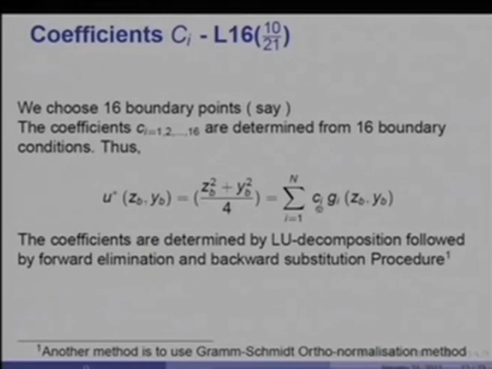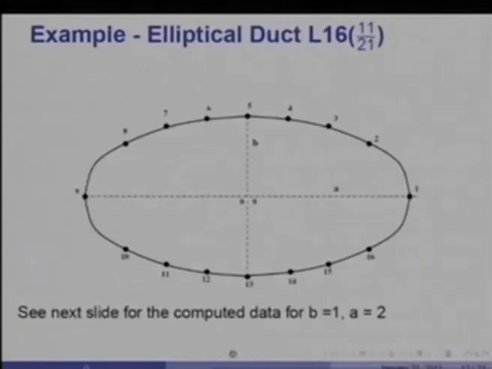One way in which this can be done is by the method of LU decomposition. This is a matrix solution method followed by forward elimination and backward substitution procedure, which you must have studied in your numerical analysis course. Another method for this type of equation set is what is called Gram-Schmidt orthonormalization. I will be following the LU decomposition procedure. All the results that I will show are with the LU decomposition method. I will now apply this method to a variety of ducts.